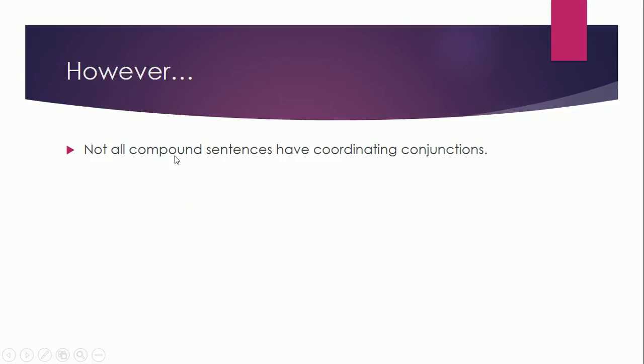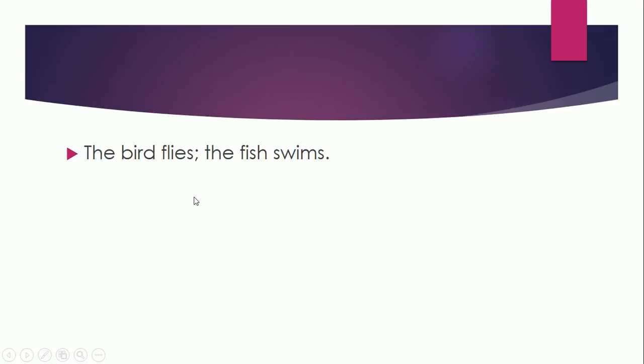However, there are compound sentences that do not have coordinating conjunctions. There are exceptions to that. So sometimes we put them together with a semicolon. This is a semicolon. It's the comma and the colon put together. The bird flies; the fish swims.